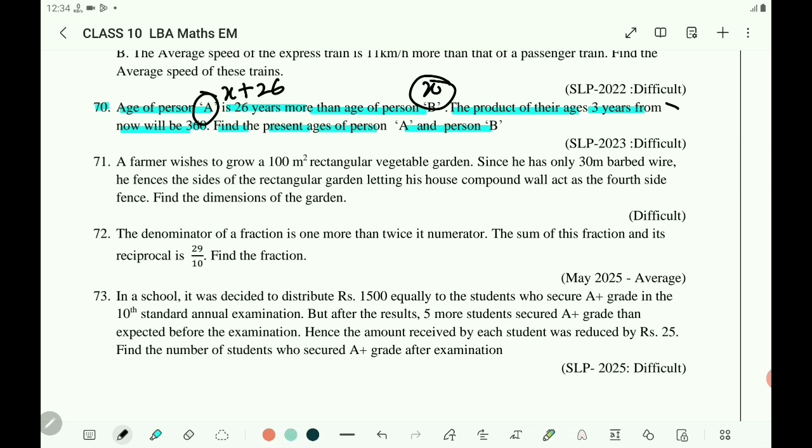The product of their ages 3 years from now means after 3 years, A's age becomes x plus 26 plus 3, which equals x plus 29, and B's age is x plus 3. So (x plus 29) into (x plus 3) equals 360, we have to take.